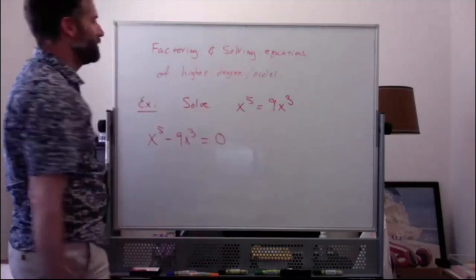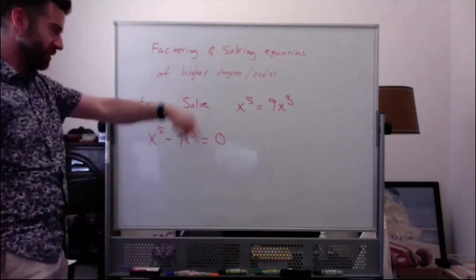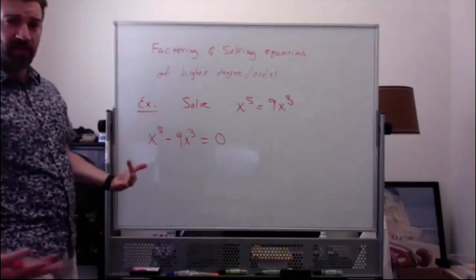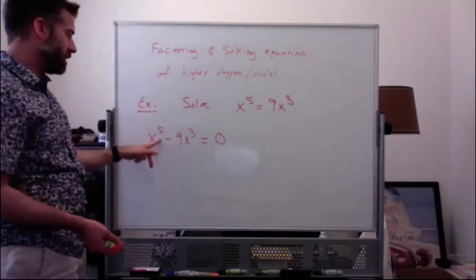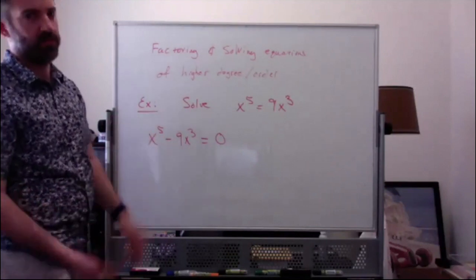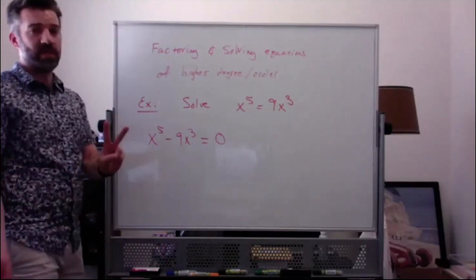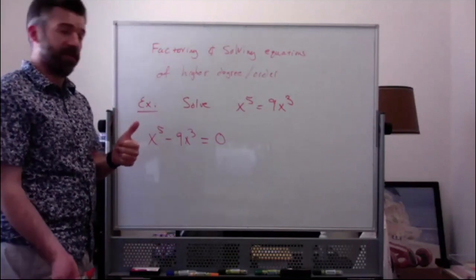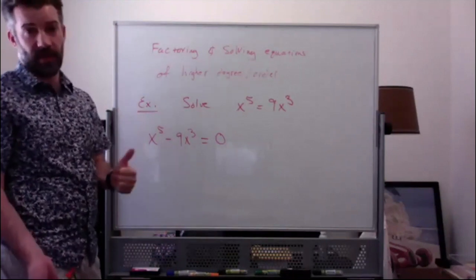Factoring and solving equations of higher degree order, we're solving this equation. Just like every time, we bring everything to one side. You don't have to pick the side where the highest power of x has a positive coefficient, but it's usually better to. Then there are two steps to our factoring. The first step usually is to factor out the greatest common factor.